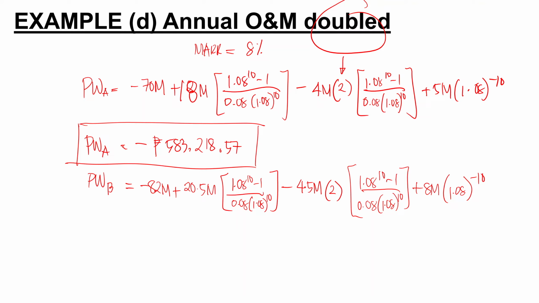And our present worth for alternative B becomes, again, a negative present worth for this one: negative 1,128,516.01 pesos.